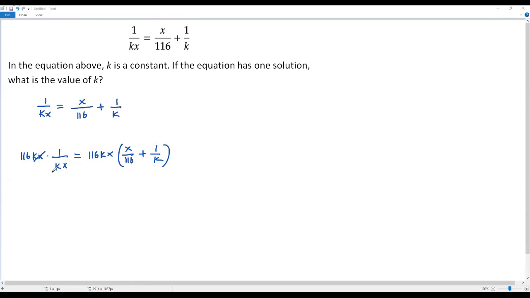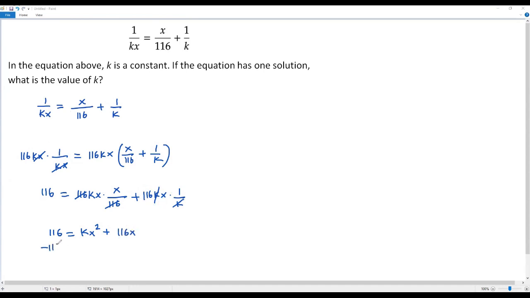Here kx and kx will cancel out. 116 times 1 is 116. Okay, now we can distribute this to both terms, and we get 116kx times x over 116 plus 116 times k times x times 1 over k. Here this 116 will cancel out, this k will cancel out. We get 116 equals kx times x, which becomes kx squared, plus, when I multiply this by 1, I am getting 116x.